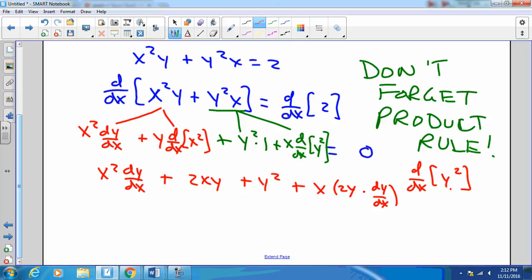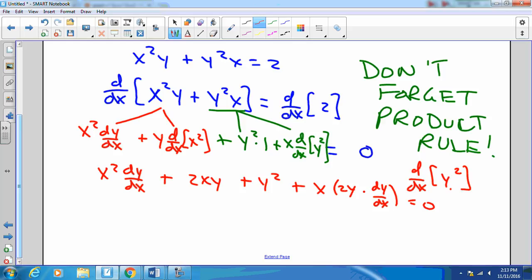So think of it as a two-step process. First, derivative with respect to y. Then, times dy/dx. Does that make sense? Yep. And all of this is equal to 0.